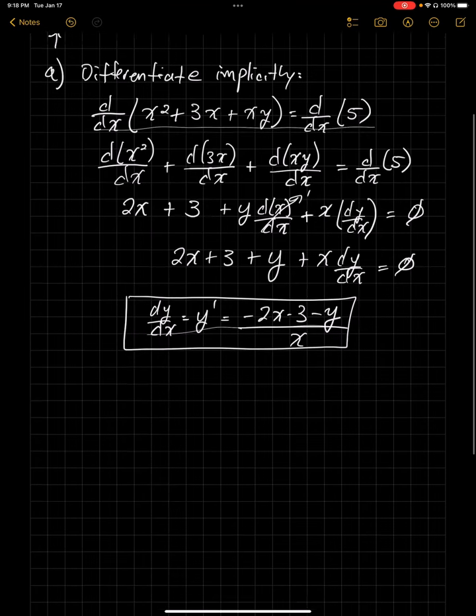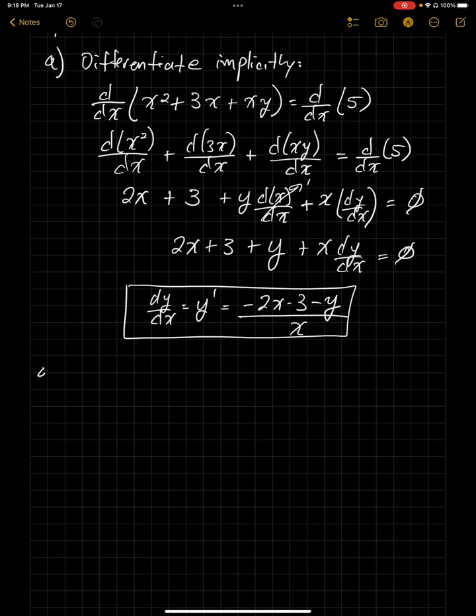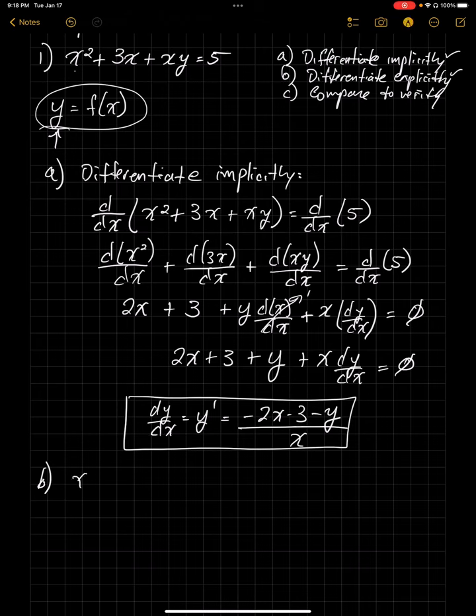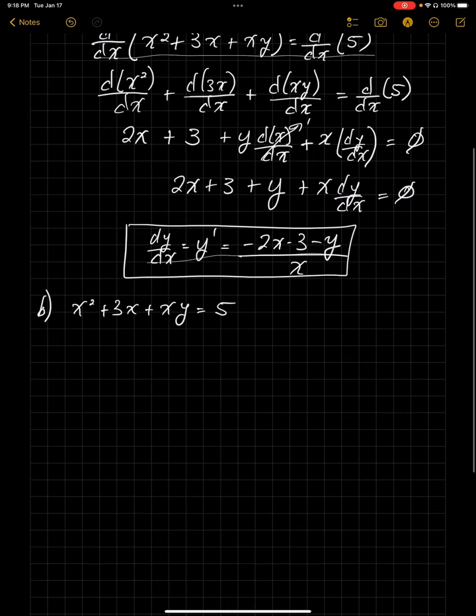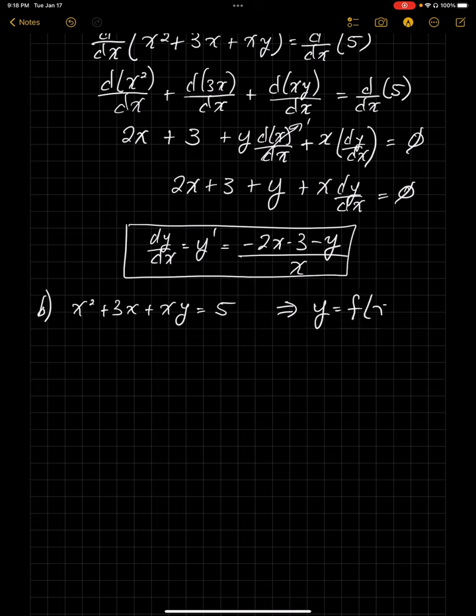Okay, so let's now proceed to differentiate it explicitly. And so again, just as a reminder, our expression is x squared plus 3x plus xy is equal to 5. And in order to differentiate this explicitly, what that means is that we have to rewrite this equation such that it's in the form of y equals f of x. So we have to get y by itself. Again, that's pretty straightforward with this expression. It's just a matter of algebraic manipulation. And we can simply write this as y is equal to 5 minus x squared minus 3x, all divided by x.